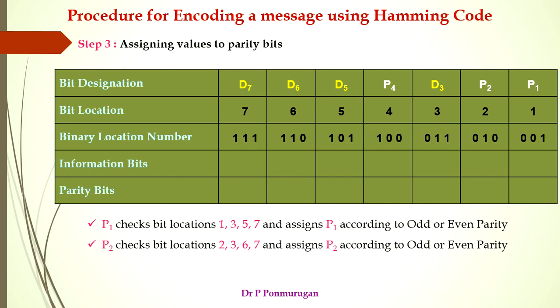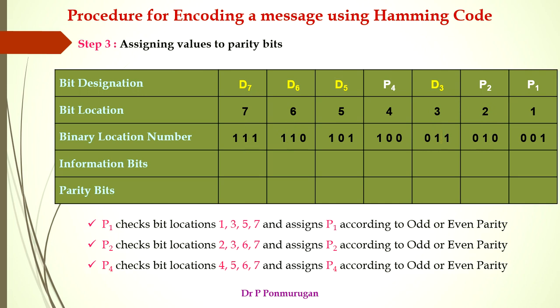And for the next, P2, we have to check the locations 2, 3, 6 and 7, because they have ones in the center bit between LSB and MSB. So for P2, we have to check the bit locations 2, 3, 6 and 7. And for P4, we have to check the bit locations 4, 5, 6 and 7, which have 1 in the MSB bits, right? So this is the procedure for encoding a message using Hamming code.